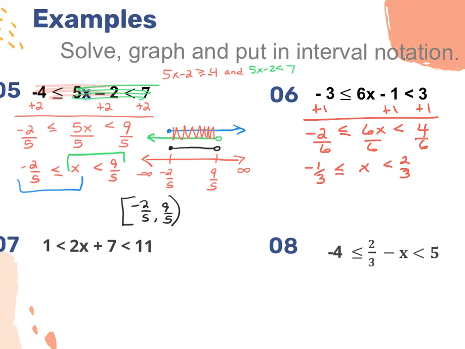Again, when it's compound like this, just make sure you're putting your numbers on here, least to greatest. Put the appropriate circle. This one's closed, this one's open, and connected in the middle. The interval notation would be -1/3 with a bracket, comma, 2/3 with a parentheses.